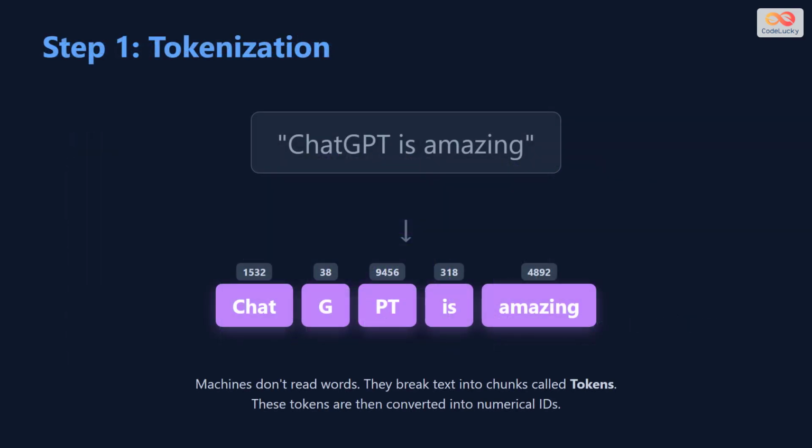So how does it process language? Computers cannot read words like we do. They need numbers. The first step is tokenization. A sentence is chopped up into small chunks called tokens. These can be whole words or parts of words. Each token is then assigned a unique identification number.